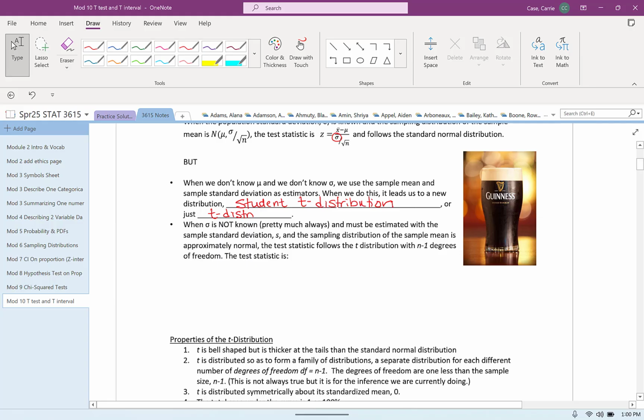So when sigma is not known, which is pretty much always, and must be estimated with the sample standard deviation s, and the sampling distribution of the sample mean is approximately normal, then the test statistic follows a t distribution with n minus 1 degrees of freedom, and that gives us a test statistic that'll look familiar.